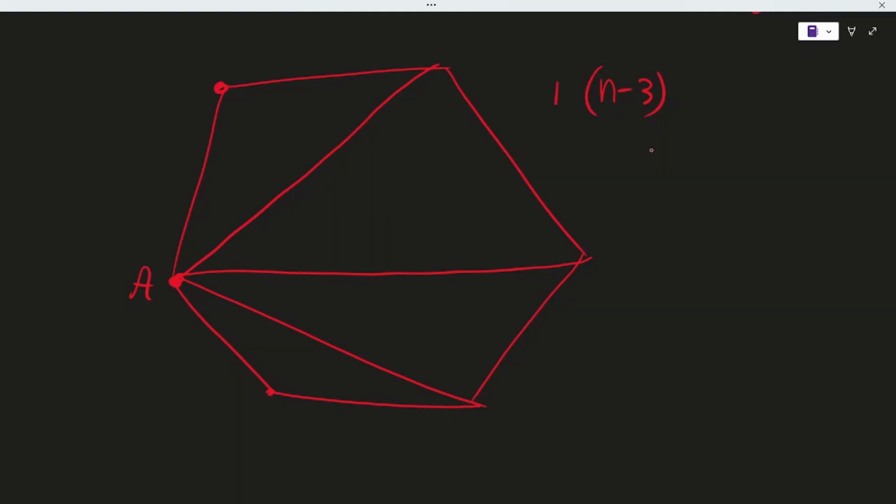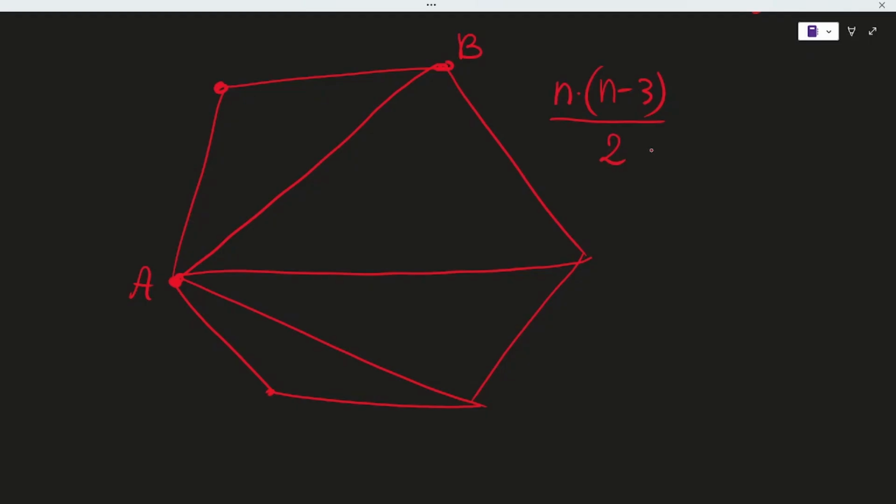So the formula will be n times n minus 3, but the problem is that in this case, we will count each diagonal twice, once for A and a second time for B. And we need to divide this value by 2 to avoid overcounting.